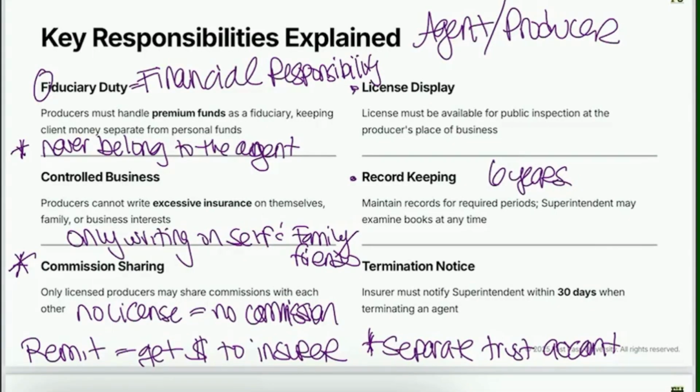Because the Department of Insurance can go in at any time, they need to be able to furnish those records. You must have them on hand. Termination notice, as we said before: if an insurer decides to terminate an agent or an agent leaves, they must notify the superintendent within 30 days. Generally, all notifications are going to be in 30 days. I always say, in insurance, when in doubt, pick 30 days. However, when we were talking about the notification of hearing, that is 20 days.